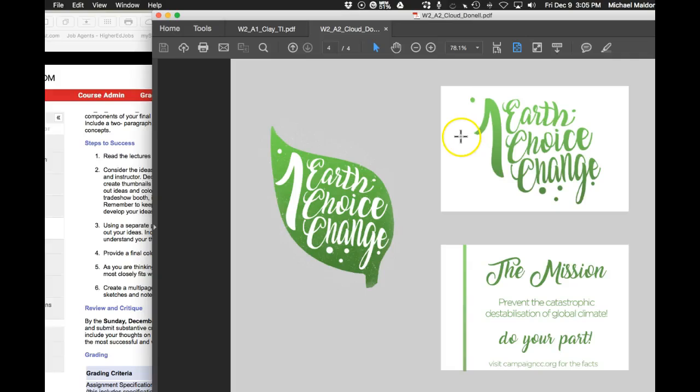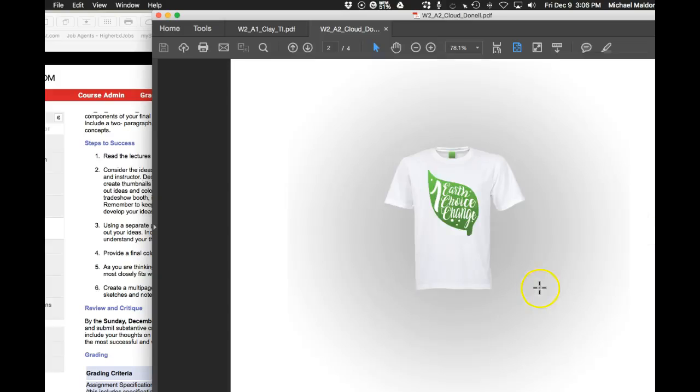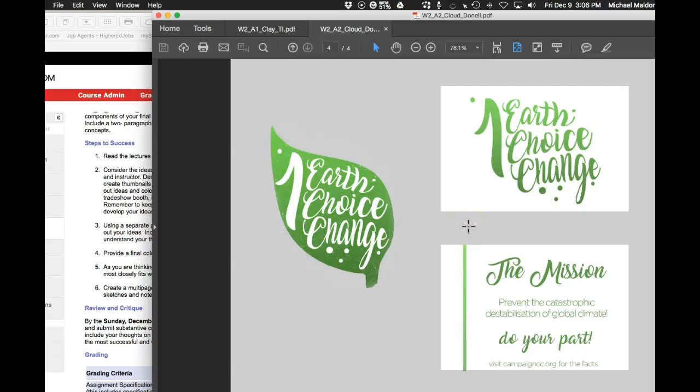Don't say that, and don't say responsible materials. Give us actual examples, meaning you have to research the most sustainable type of ink to use, the most sustainable type of paper to use, the most sustainable type of materials to use for your trade show booth and your T-shirt, and convince us that that is the most sustainable way to go.